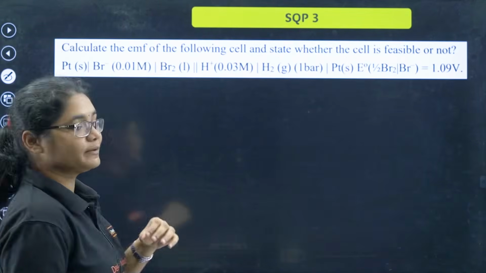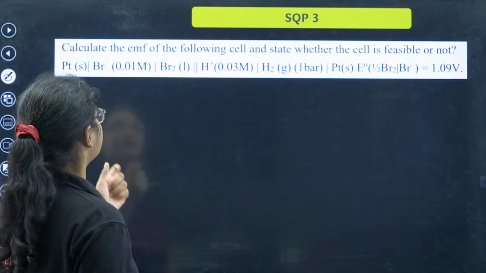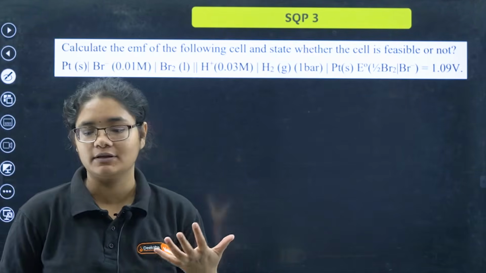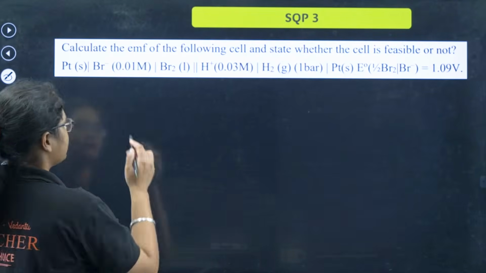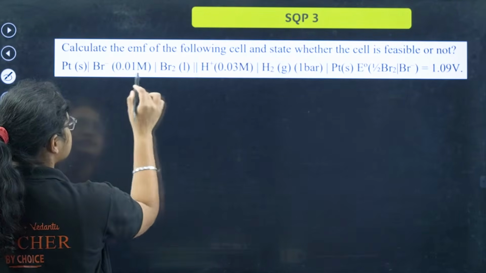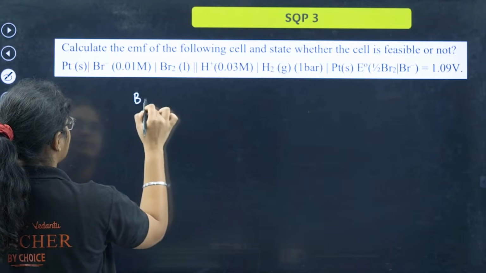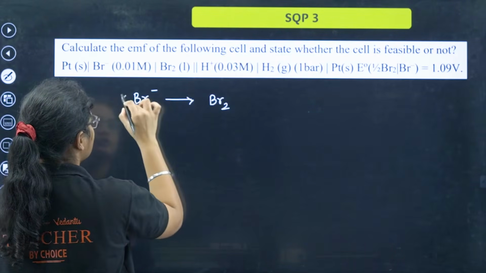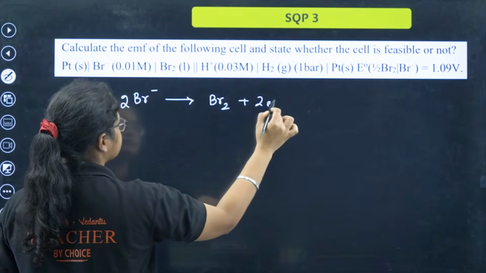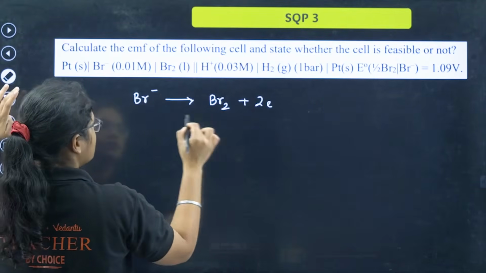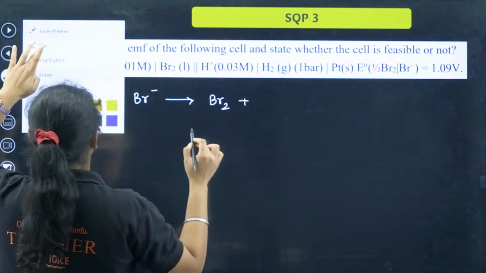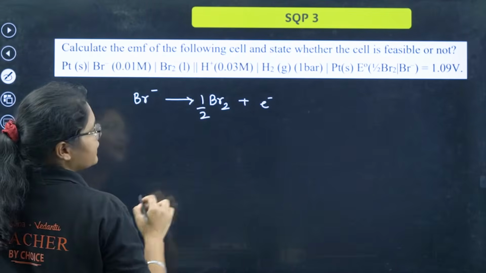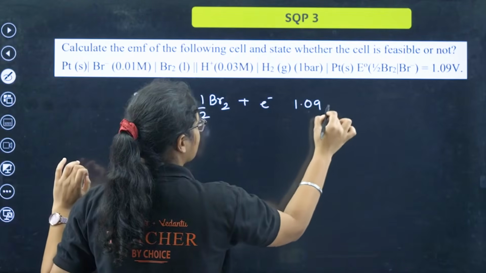Next, moving to sample question paper 3, and we have the question, calculate the EMF of the following cell and state whether the cell is feasible or not. So we just have to calculate the E value here. Okay, so if you see Br to Br minus, what is happening here? Br minus is undergoing oxidation to give you Br2, or I'll just keep it 1 electron. Okay, this is the reaction here, and we have 1.09 volt for this one.